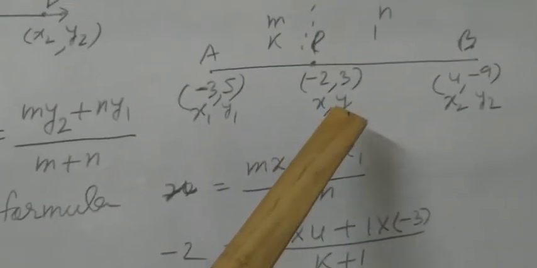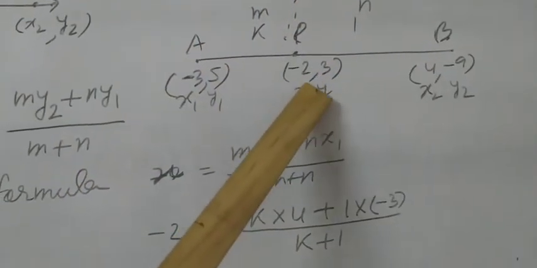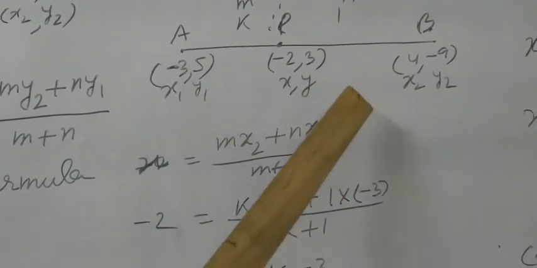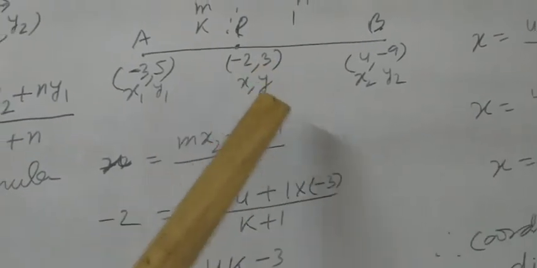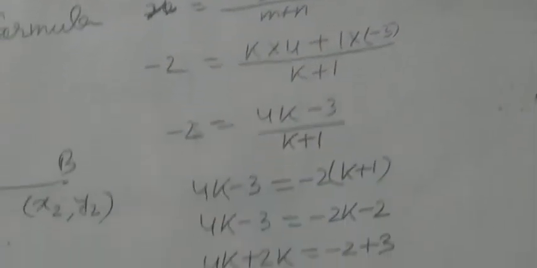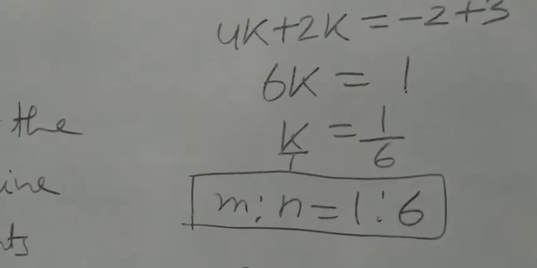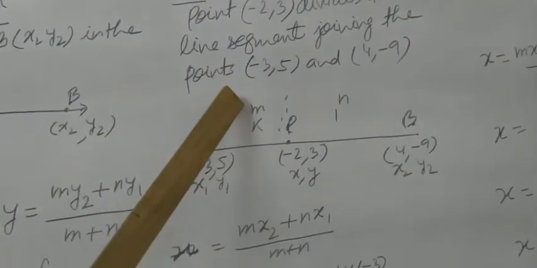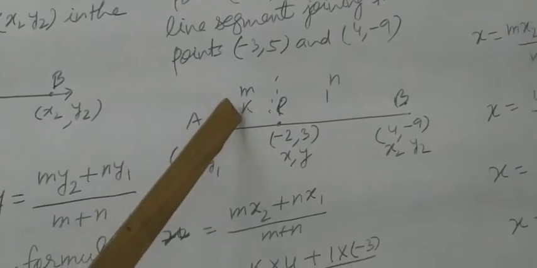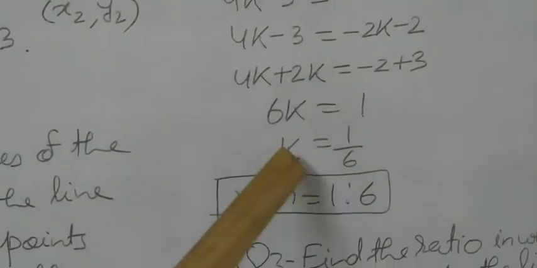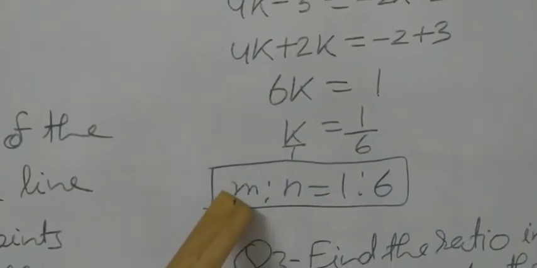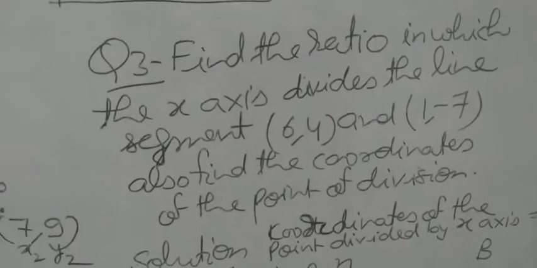1 is to 6. If you want to find the value of m is to n by the help of y formula, it is also correct, student. You can use y formula. Y equal to (my2 plus ny1) upon (m plus n). Okay, then we get the same answer. Correct, students? So when the question asks about ratio, you have to remember that we have to suppose k is to 1, value of m k and value of n 1. So easily you can get the value of k, and the value of k will be the ratio m is to n.